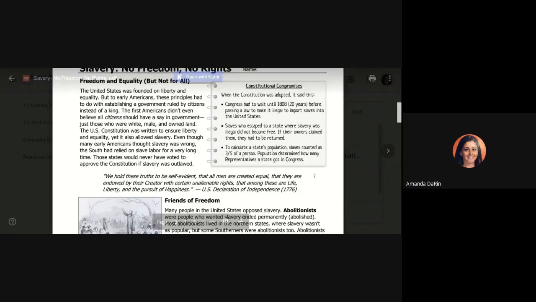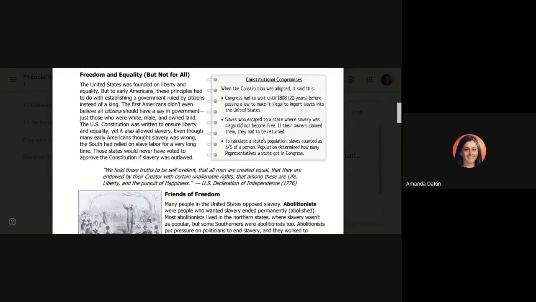And then the last bullet here, to calculate a state's population, slaves counted as 3/5 of a person. Population determined how many representatives a state got in Congress. So if you remember when we learned about the Great Compromise and how southern and northern states had very different populations, we know northern states were more heavily populated. Southern states wanted to start counting 3/5 of a slave as a person to help increase their population so that they had more representation.